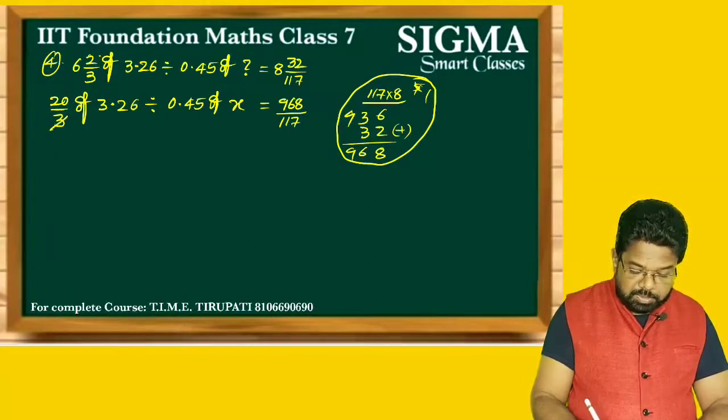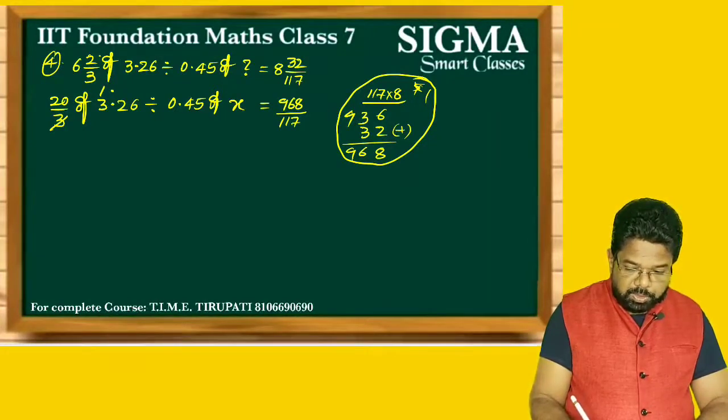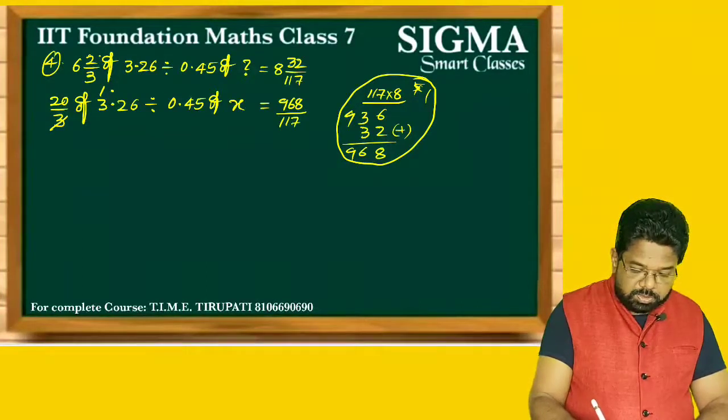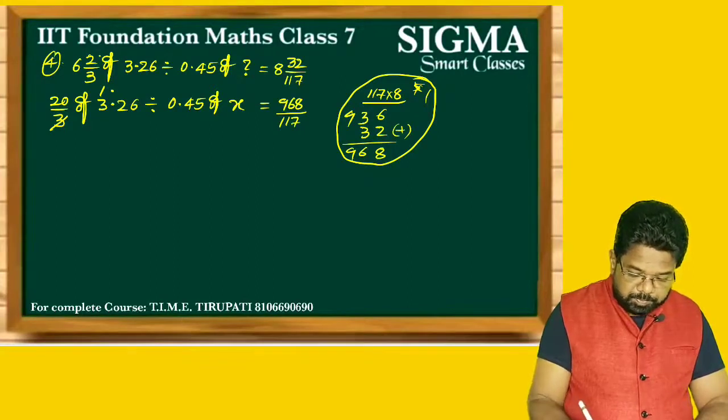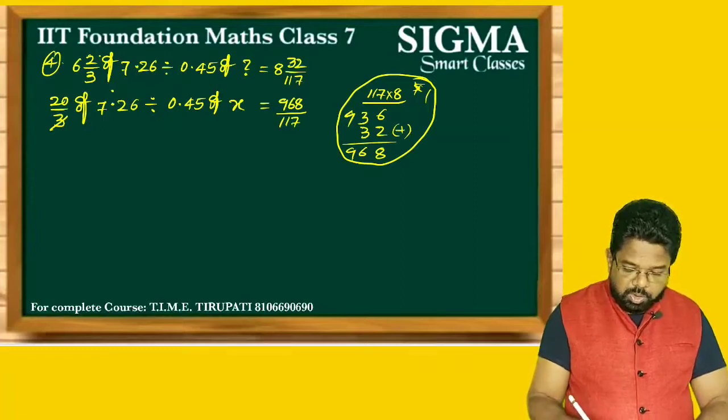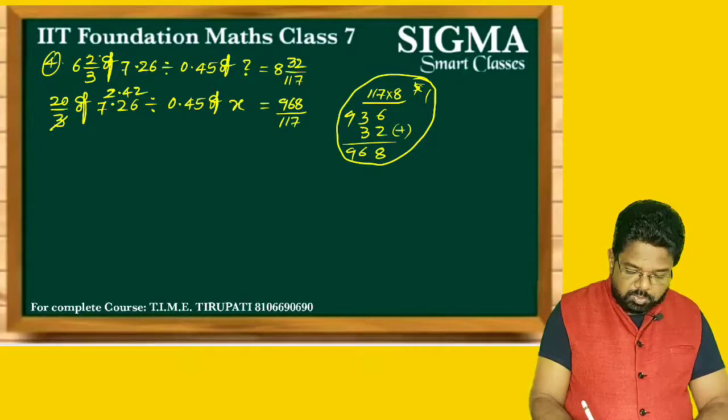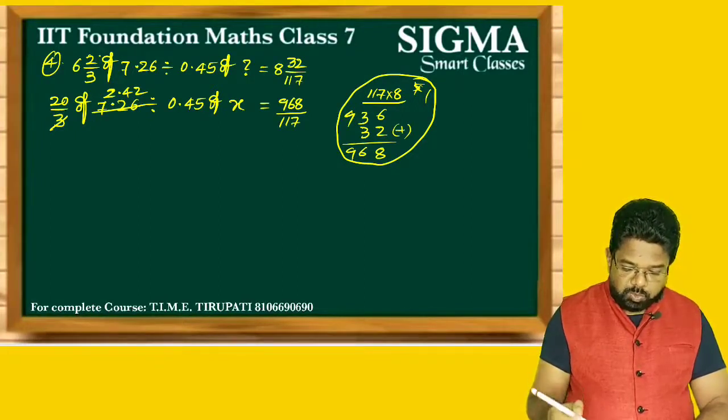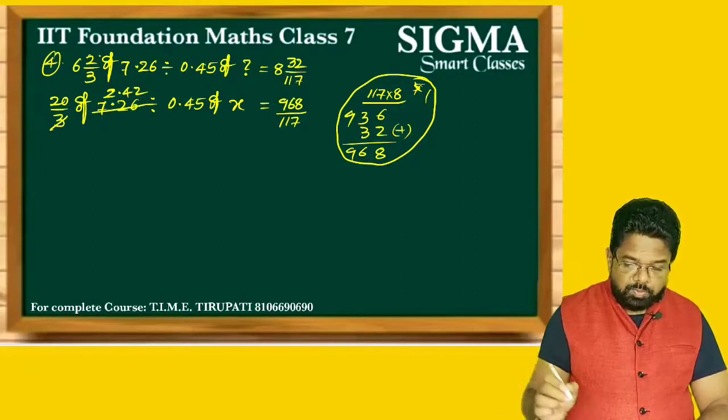It cancels with 3 now. So 3 1s are 3. Okay, 3.26 means, not 3 point, here 7 point. The question itself is 7.26. Now cancel with 3: 3 2s are 6, 3 4s are 12, 3 2s are 6. If you cancel, what value do you get? 2.42. Now 20 into 2.42 it is.